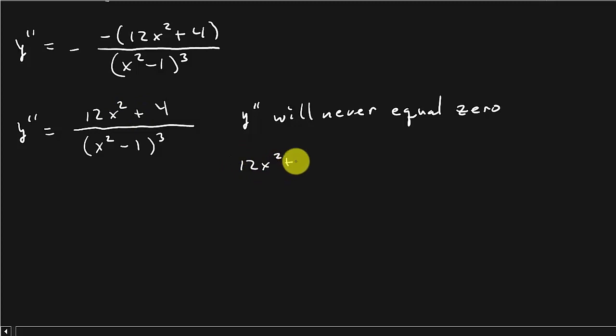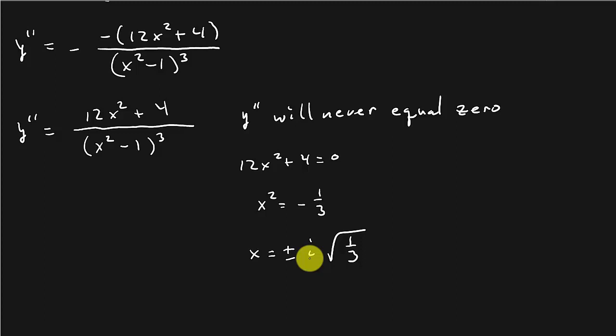So if you take this thing and you set it equal to 0, then you're going to get x squared is equal to negative 1/3. And so you get x is equal to plus or minus i square root of 1/3. And of course, you can simplify the square root of 1/3. But what I'm getting at is, notice when you solve this, you get an imaginary solution. So that numerator will never be 0.